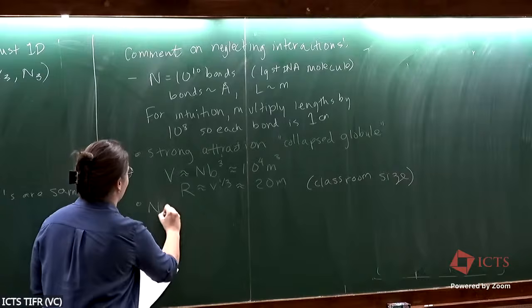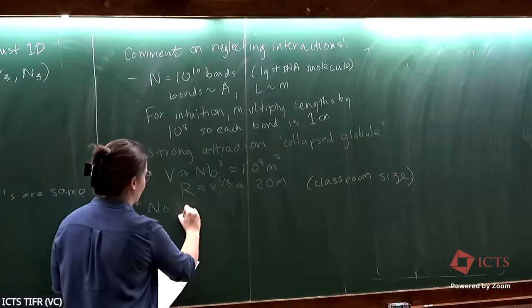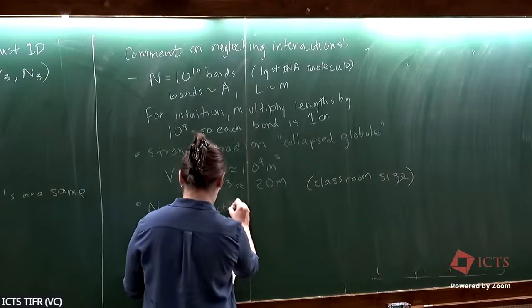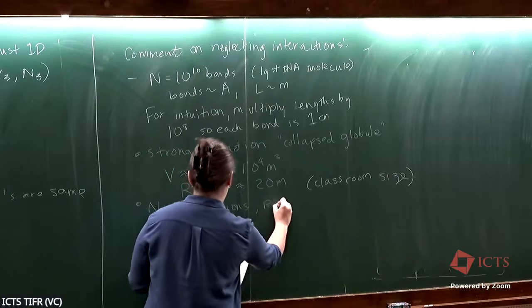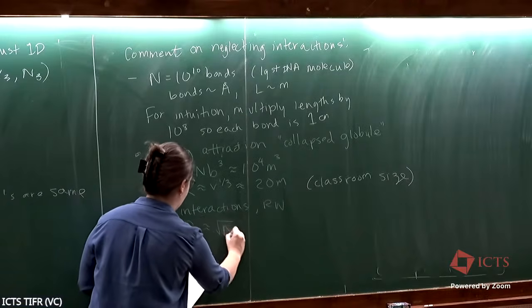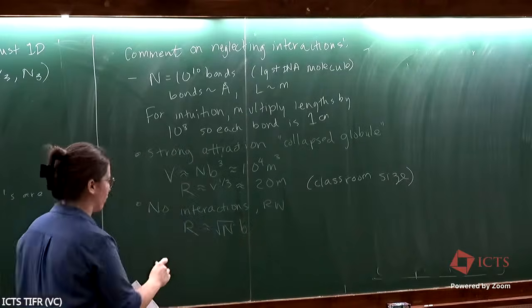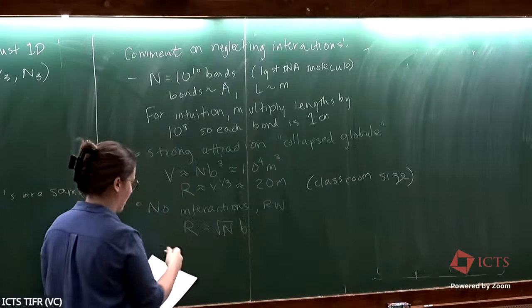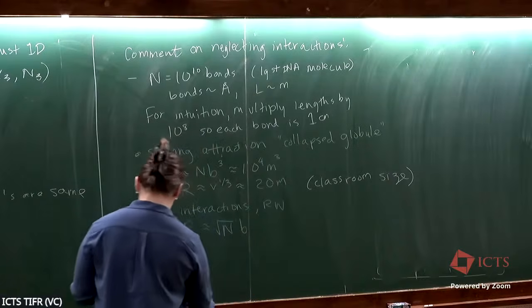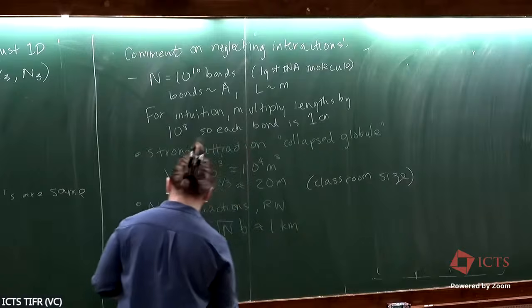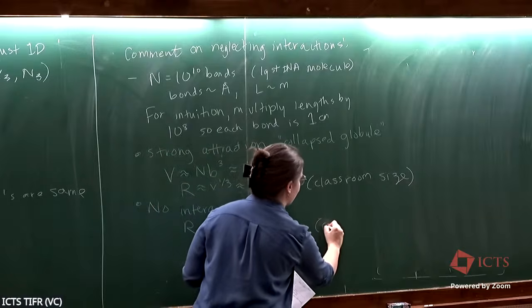We can now consider no attraction or no interactions, so the case that we've been considering, this ideal chain limit. This is the random walk. And in this case, R goes as the square root of n times b. This is the square root of time behavior for diffusion. And for our radius of gyration, this is how it should scale. This will give us approximately 1 kilometer, which Rubinstein tells us is a campus dimension.